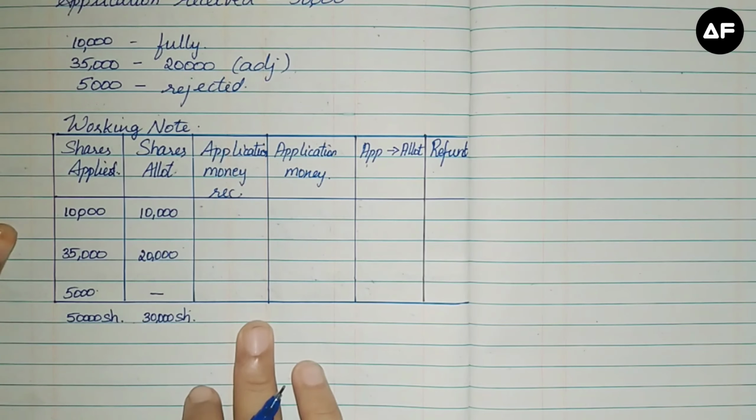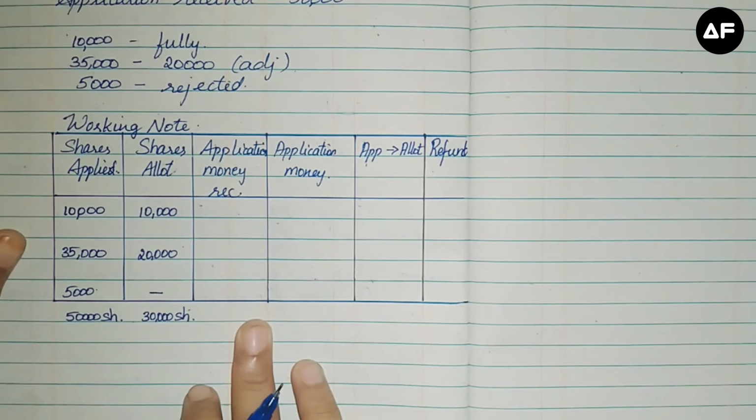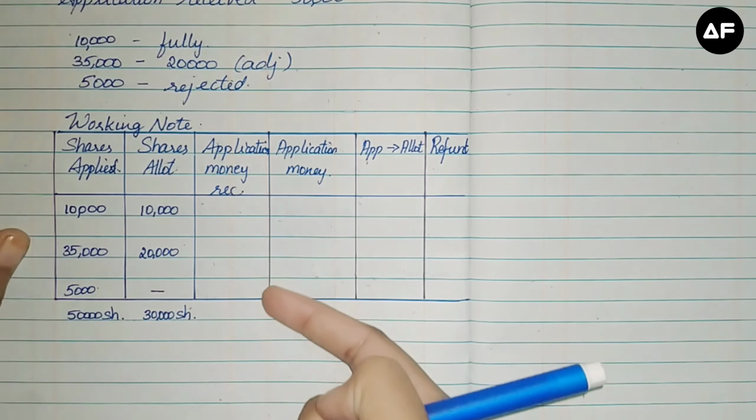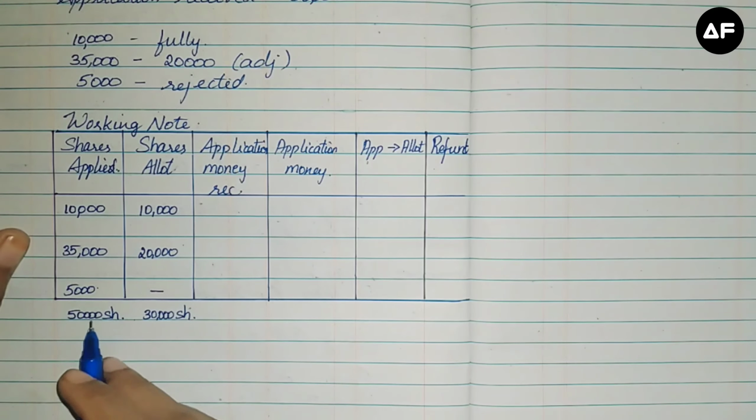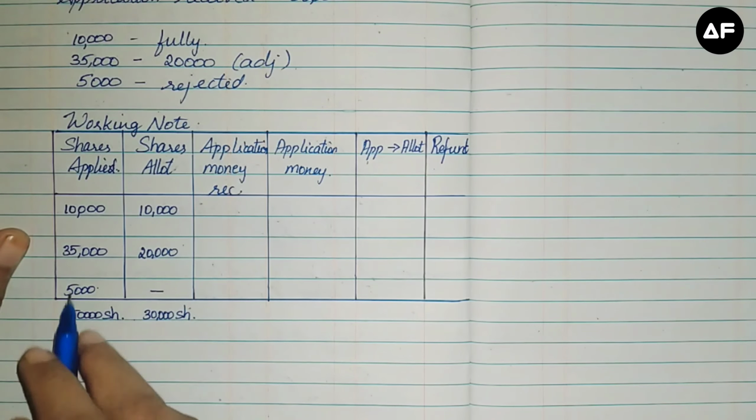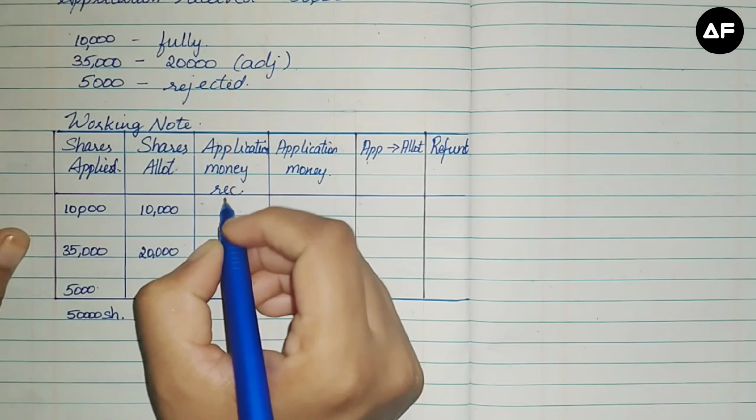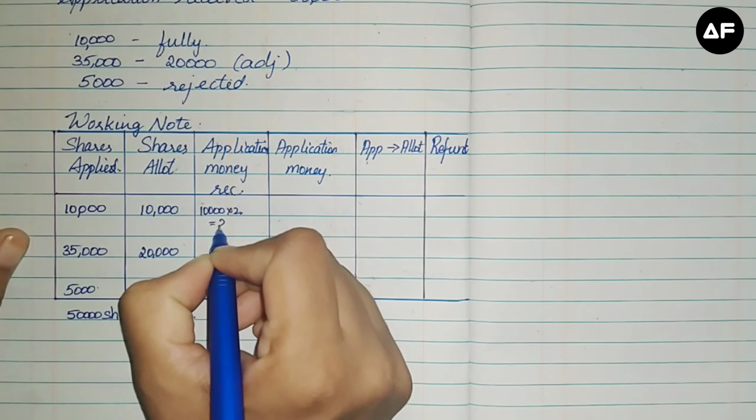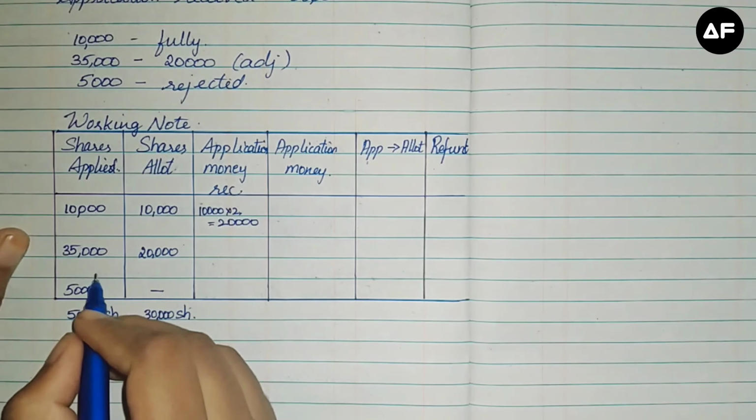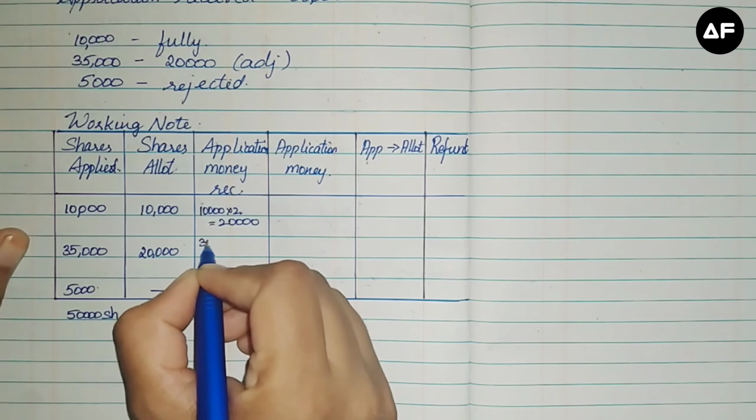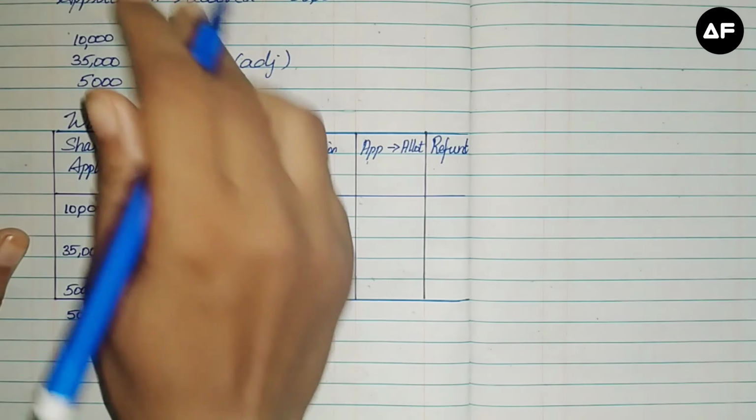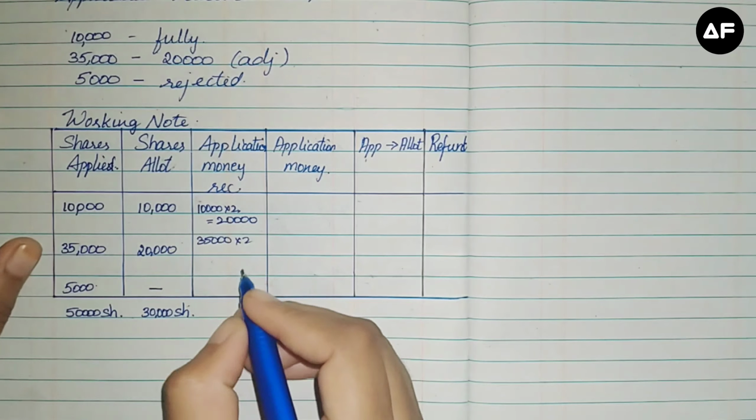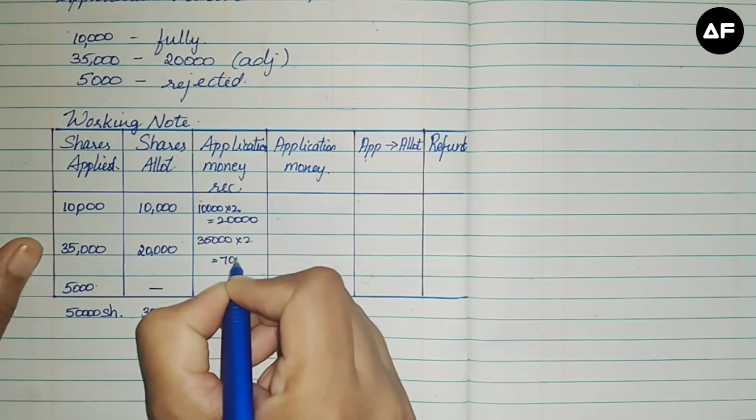Next, we have to go into the calculation of the amounts. First, how much application money is received. We received application money for 50,000 shares, so first we must calculate for these 50,000 shares. 10,000 into application money of 2 gives me 20,000. Next, 35,000 shares into 2 rupees application money, so here we must do only this 2 rupees, that is 70,000.